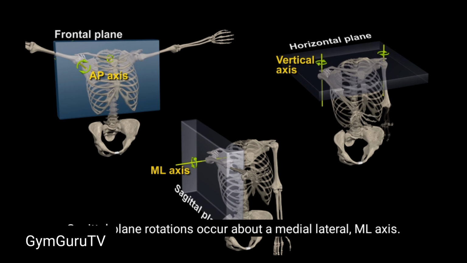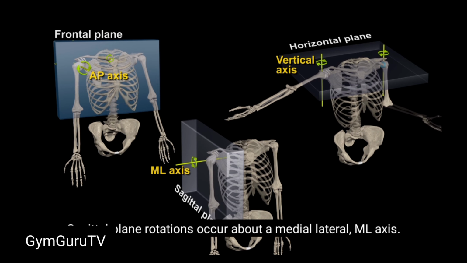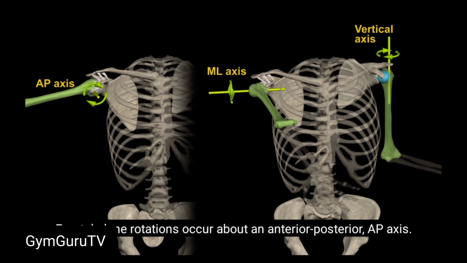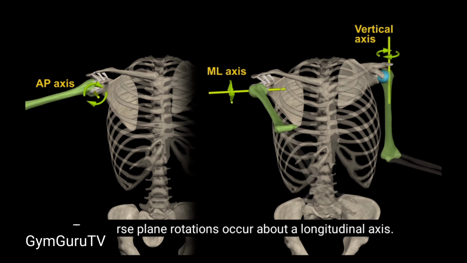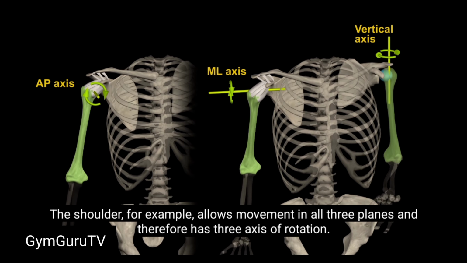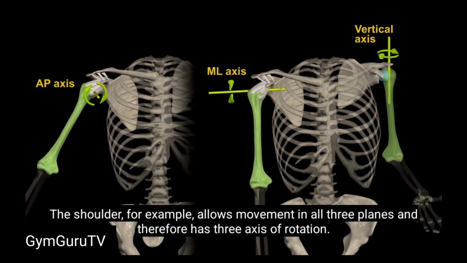Sagittal plane rotations occur about a medial lateral, ML axis. Frontal plane rotations occur about an anterior-posterior, AP axis. Transverse plane rotations occur about a longitudinal axis. The shoulder, for example, allows movement in all three planes and therefore has three axes of rotation.